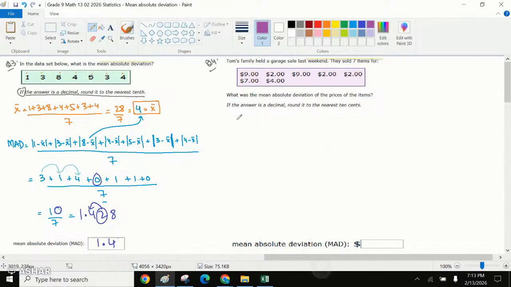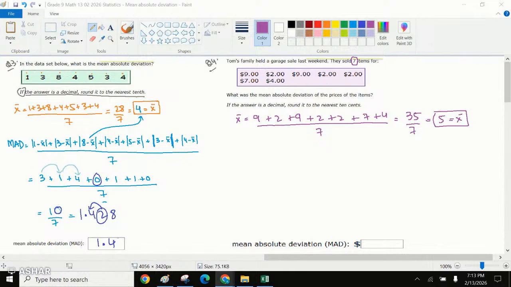So in order to find the mean first, we can say 9 plus 2 plus 9 plus 2 plus 2 plus 7 plus 4. How many items are there? 7. 9 plus 2 plus 9. I'm trying to use a calculator so that I don't make a mistake while explaining. 35 divided by 7 comes out to be 5, which is the mean. $5 is the average sale that they did.